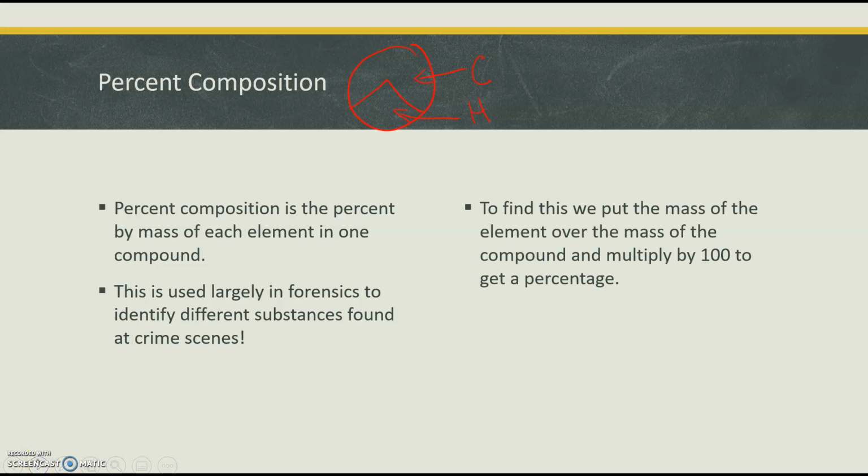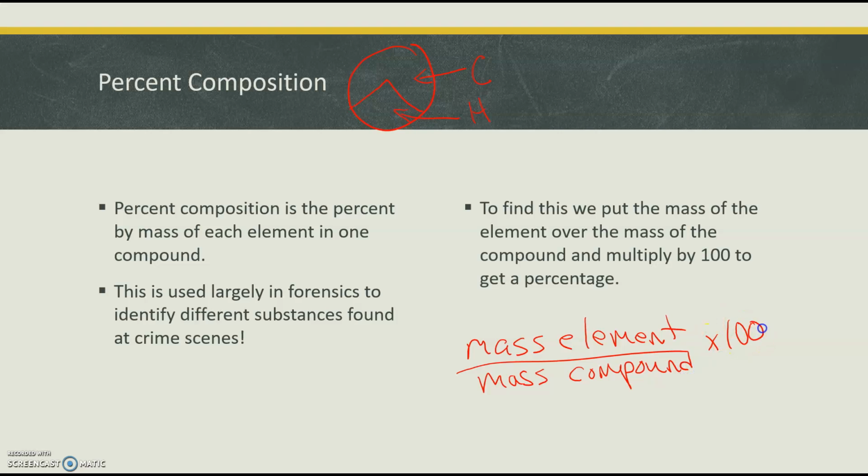In order to find our percent composition, we simply put the mass of the element over the mass of the compound, and then multiply by 100 to get a percentage. This is the formula you'll usually see. However, we have to make a different equation for each element that we're looking at. So we will have one of these made for carbon and one made for hydrogen.